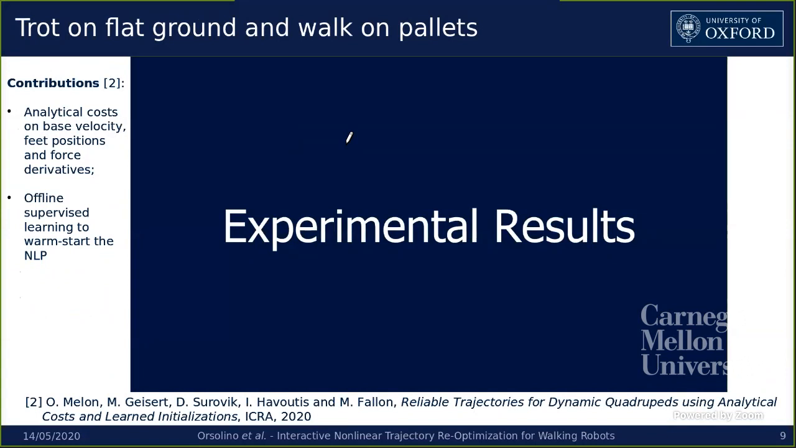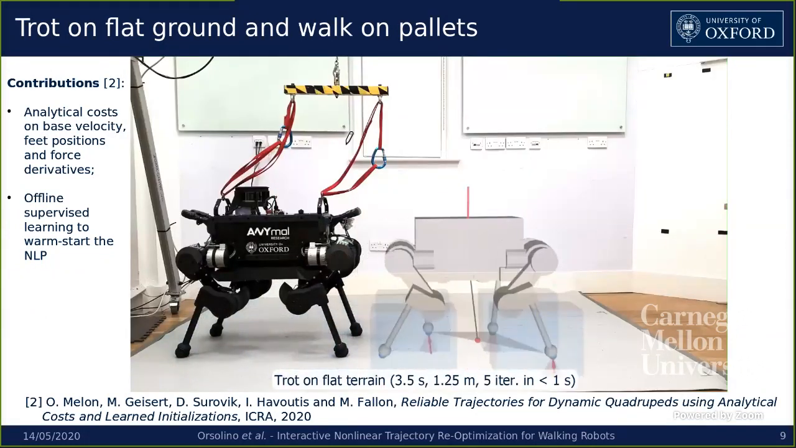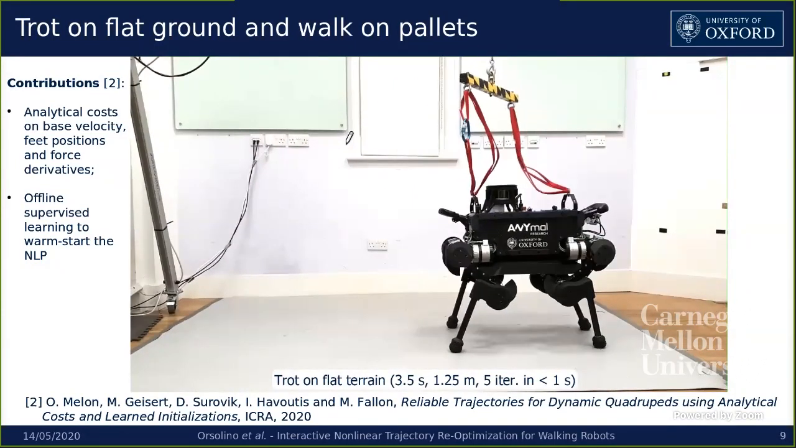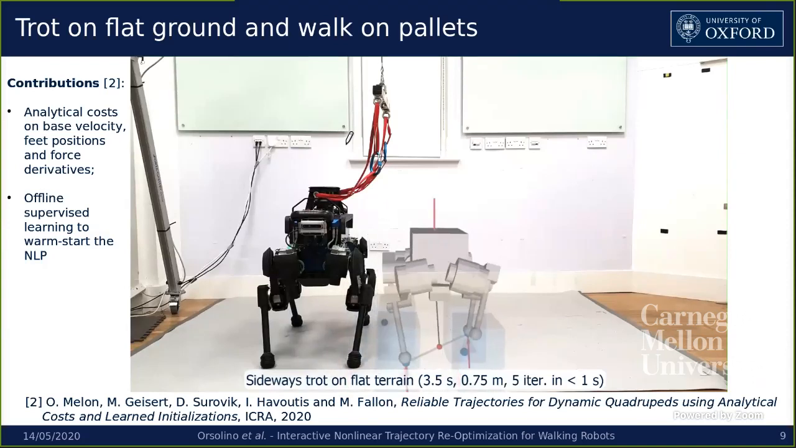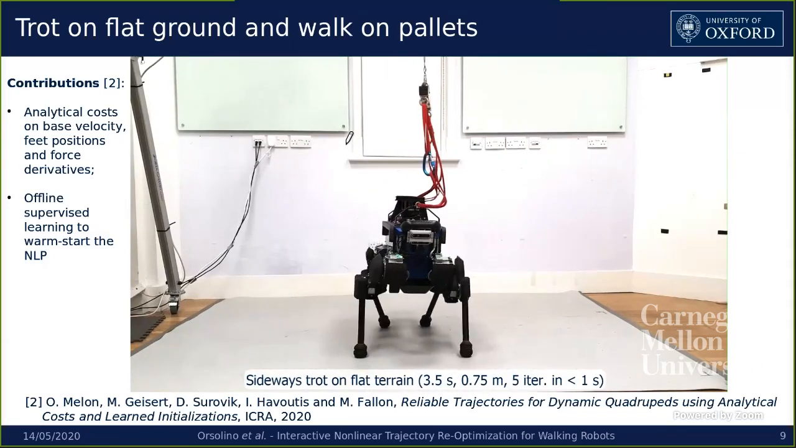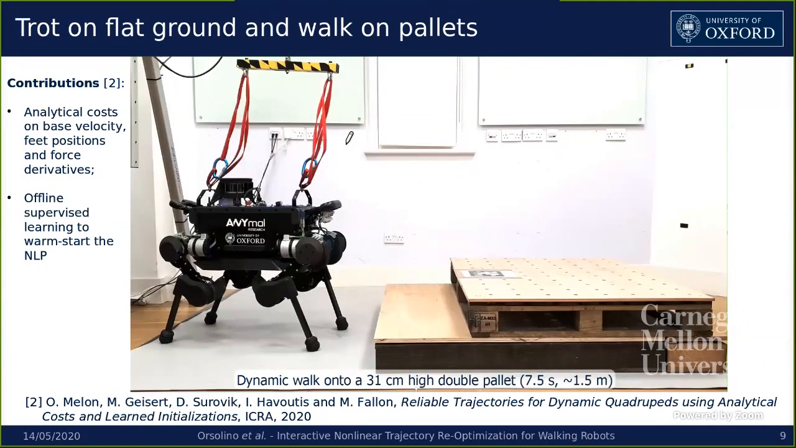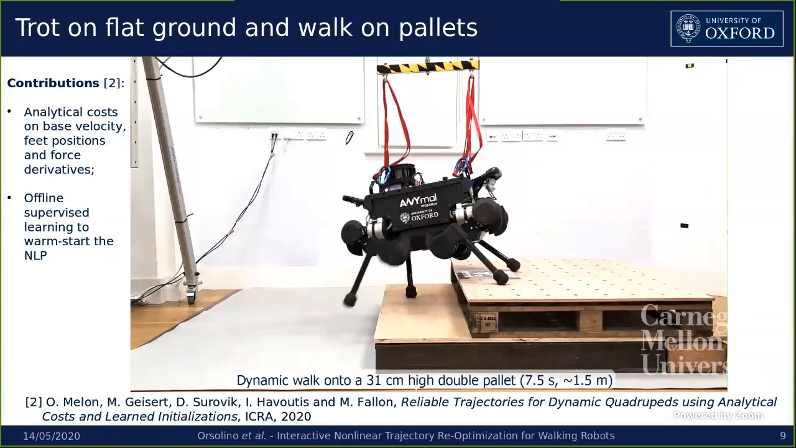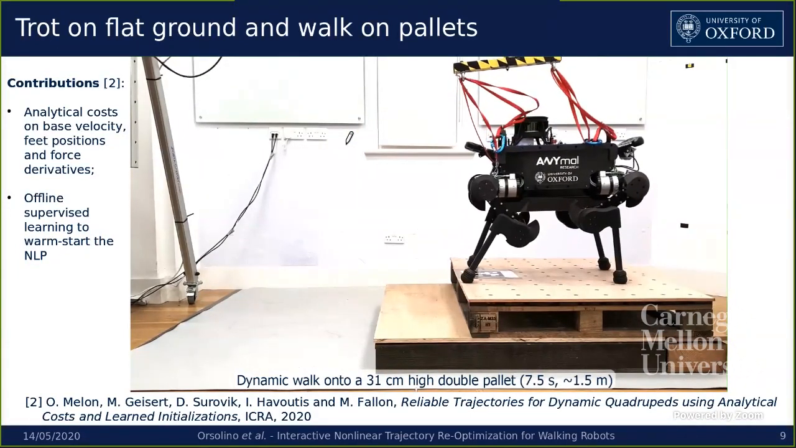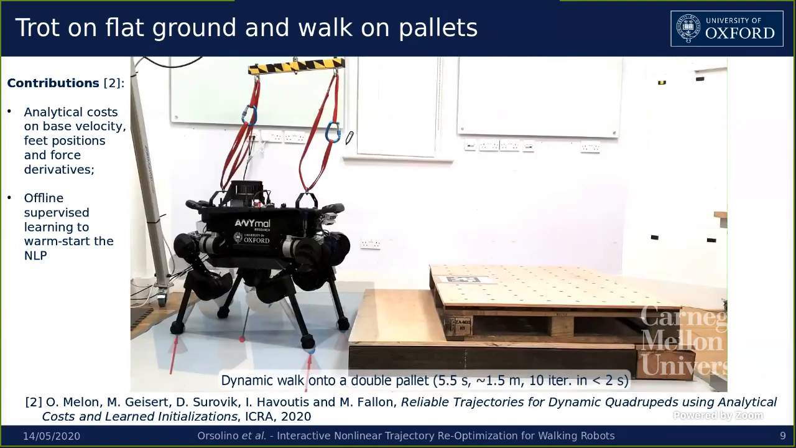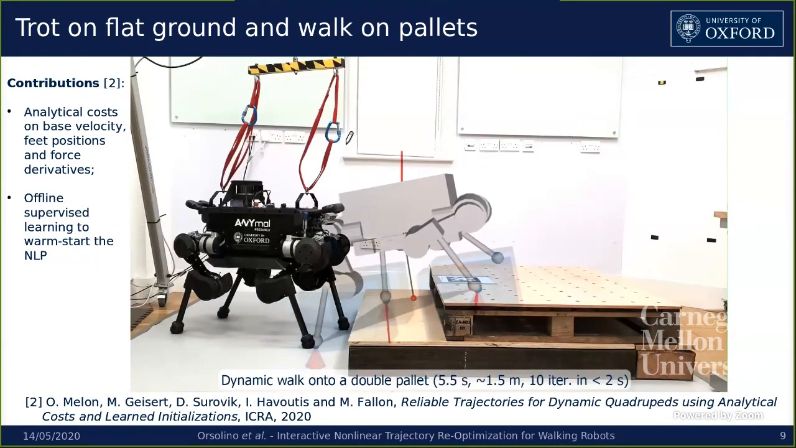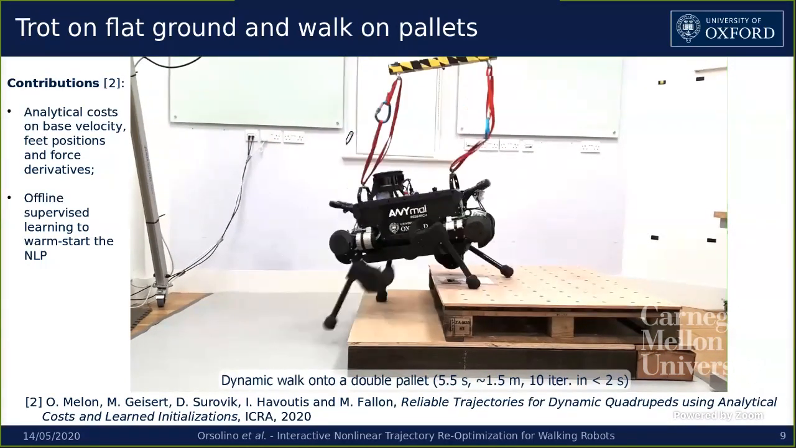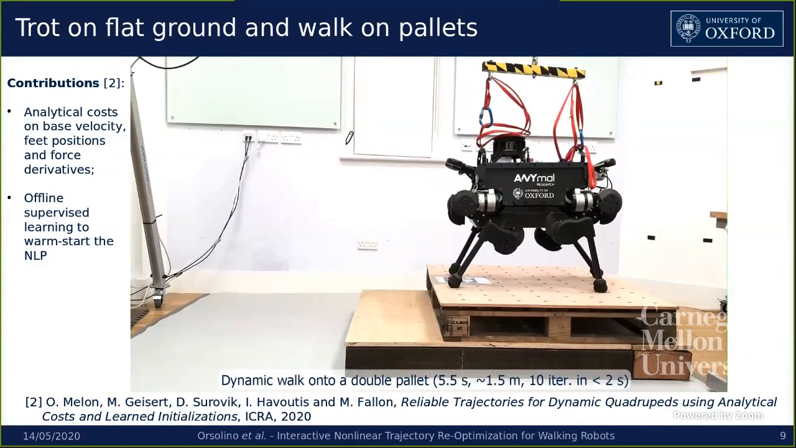So here are some examples of tests we performed on the robot. You can see a trot on a flat ground, and then the robot walking up 2 pallets of 16 centimeters. This would not have been possible without the significant increase of robustness obtained by the analytical costs and by the offline supervised learning that allows to discard local minima and only deploy to the robot the best trajectories. For example, this motion lasts 7.5 seconds and it took less than 2 seconds to obtain it.